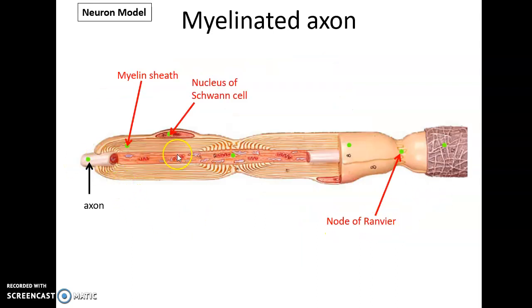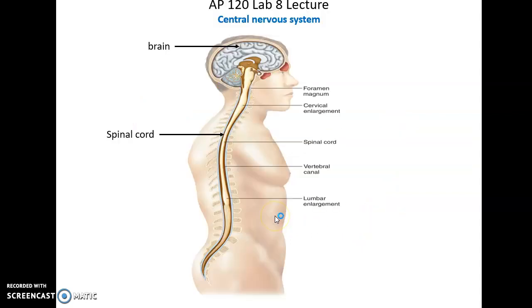Here is the axon again going through the center here. And surrounding the axon is, of course, the myelin sheath. All these layers make up the myelin sheath. And this, of course, comes from the Schwann cell. So here is the nucleus of the Schwann cell. And then this little depression here, that is the node of Ranvier.